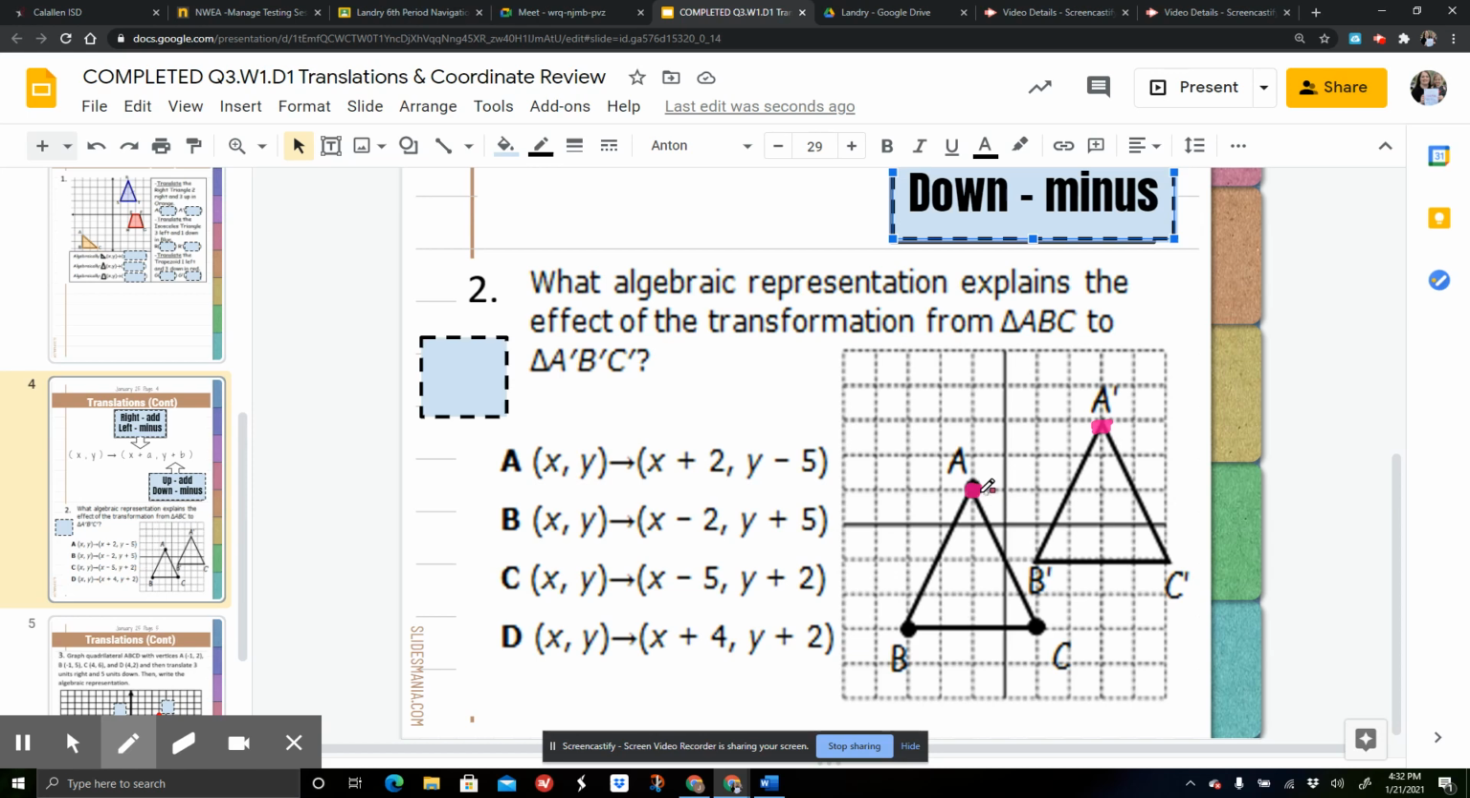We're going to start with the horizontal because that is your x-axis. And we're moving 1, 2, 3, 4 to the right. So when you're moving to the right, you're adding. So that would be x plus 4.